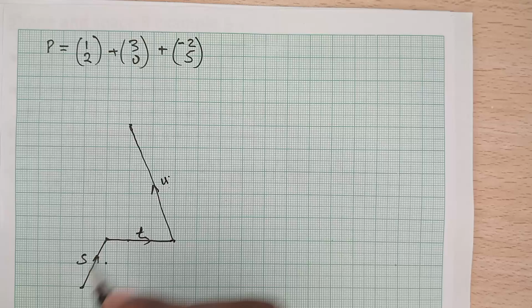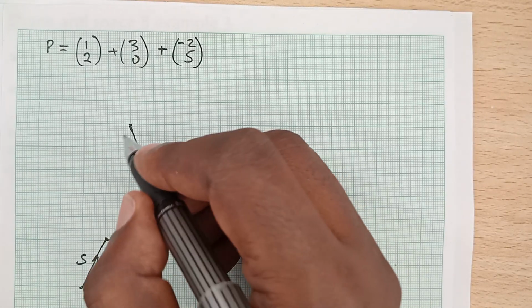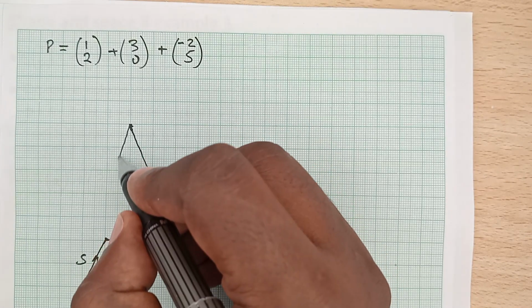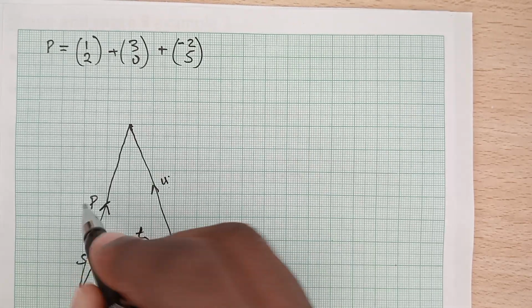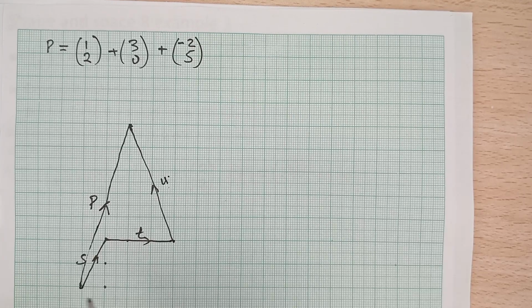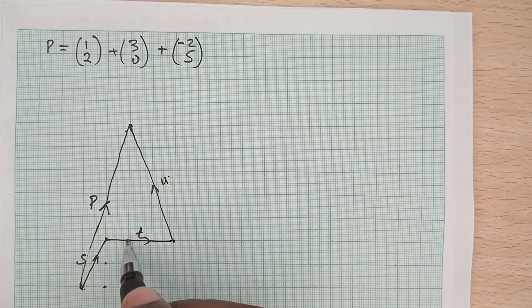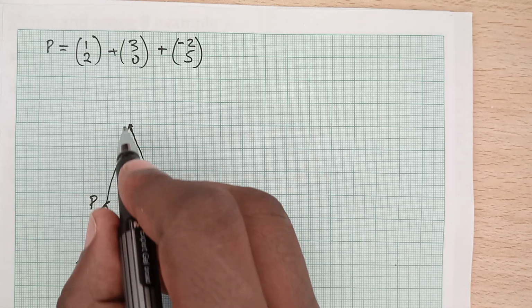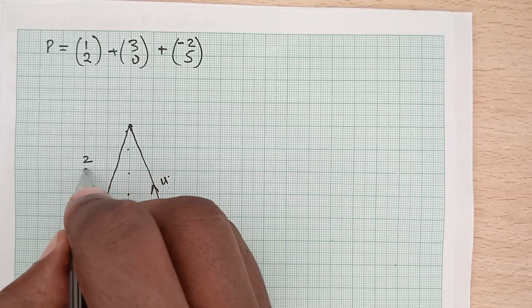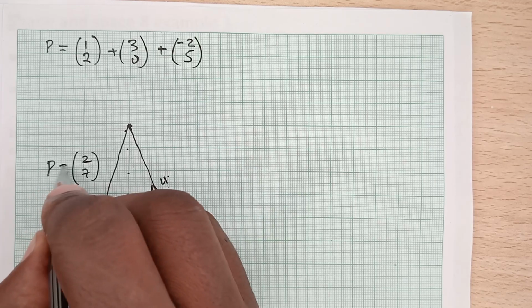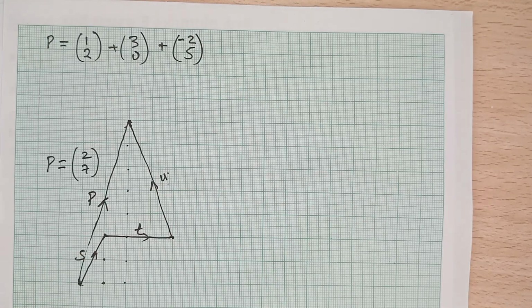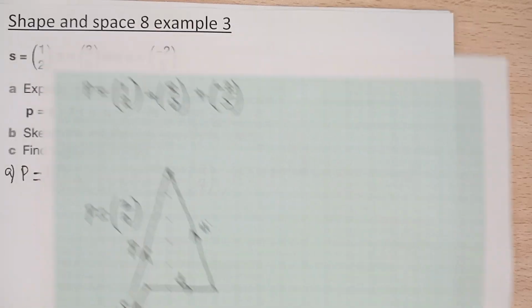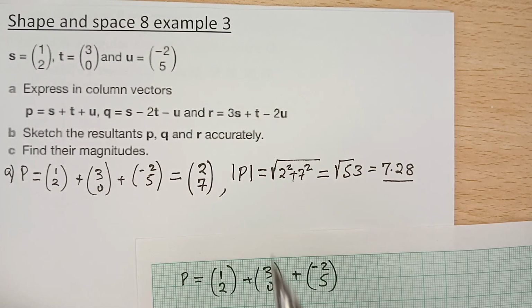As this is S, T and U, the starting point is this and the end point is this. So we have a resultant vector running from the starting point. This is what we call vector P. Vector P from here to here is 2 across and 1, 2, 3, 4, 5, 6, 7 up. This is (2, 7), which is vector P. That is exactly how we have observed it. That is part B.